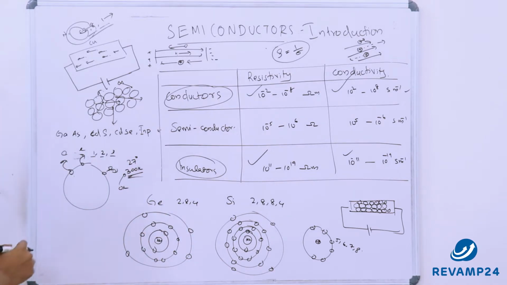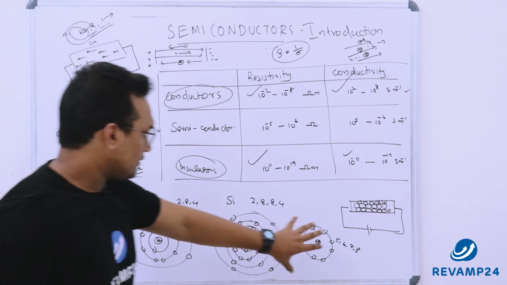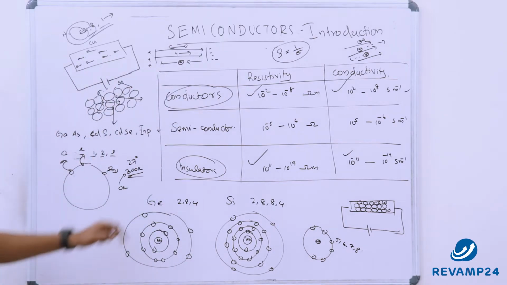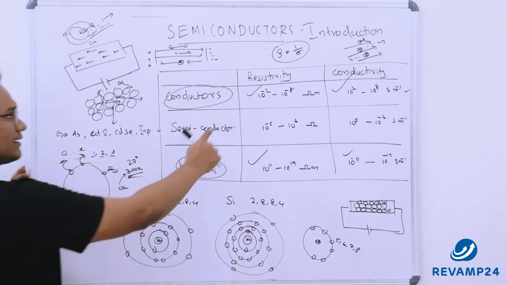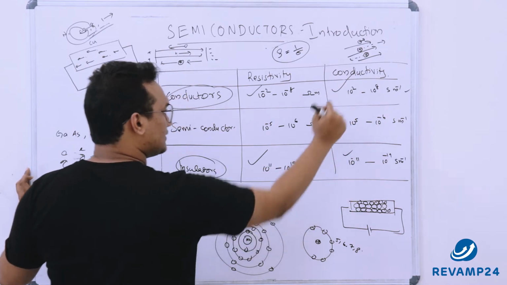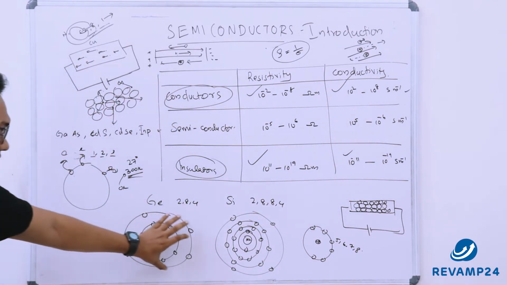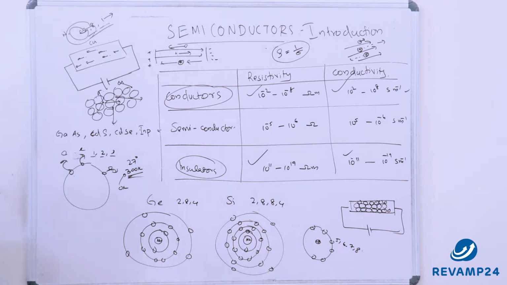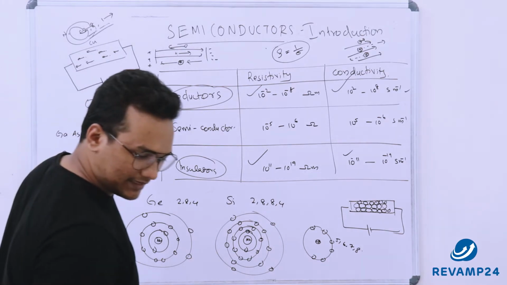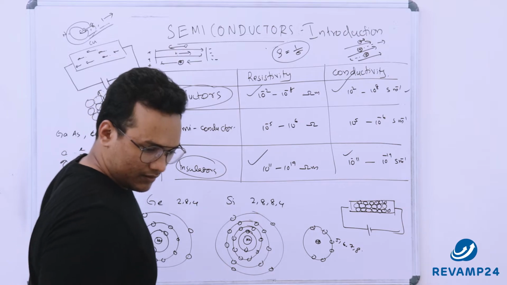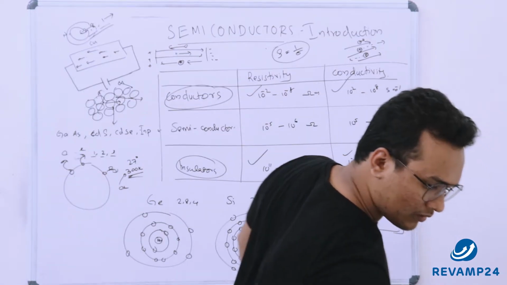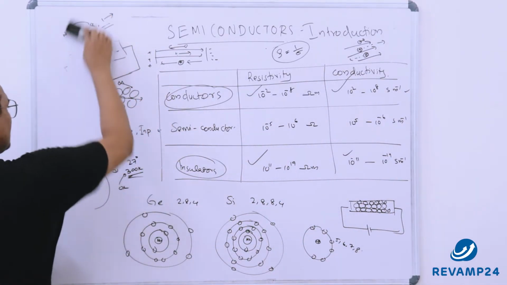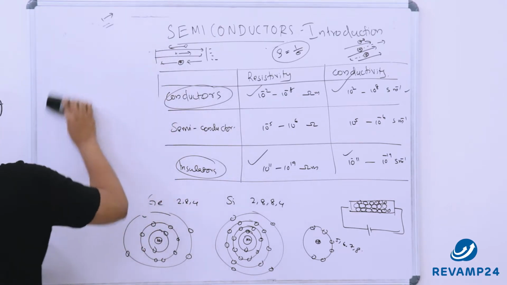Okay. Now, that is the case of insulators. With semiconductors, their resistivity is in between that of conductors and insulators. What is the reason? They have 4 valence electrons. Now, whenever they crystallize, how would the atomic structure be?